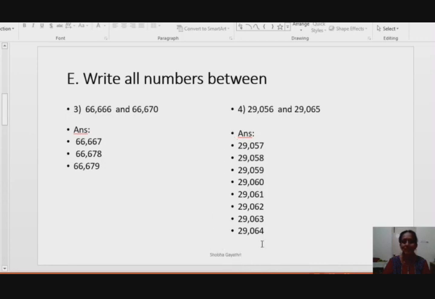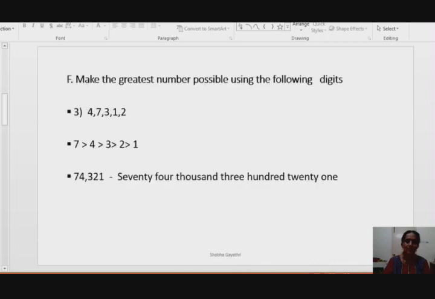I'll not explain, it's very easy. You have to add 1. You have to write all these numbers yourself. Here the answer is given. I'll not explain much. Next question is make the greatest number possible using the following digits.